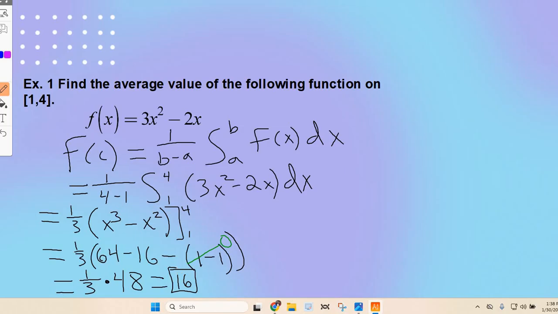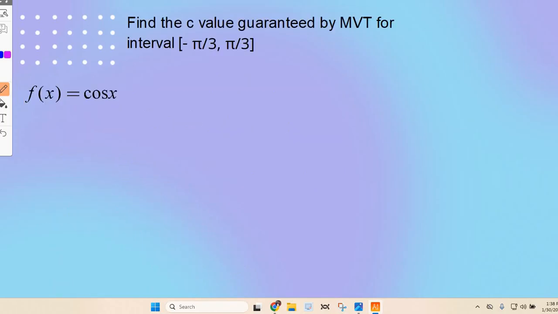What's this f of c? Sometimes they can ask us to take it a step further, and they can ask us to find the c guaranteed by MVT for the interval negative pi over 3 to pi over 3 of f of x equals cosine of x. So my setup is going to be very similar. Okay, so we're going to find our average value first. So f of c.